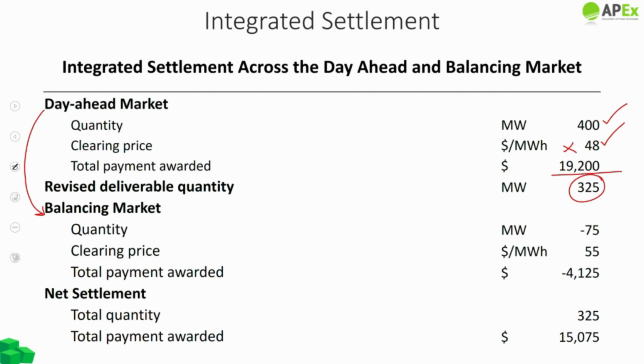In order to rectify this situation, the generator participates in the balancing market, effectively buying back 75 megawatt. In this example, the clearing price in the balancing market is $55 per megawatt hour, necessitating a payment of $4125 by the generator to adjust its generation schedule. Ultimately, the generator produces 325 megawatt, earning a net settlement of $15,075.